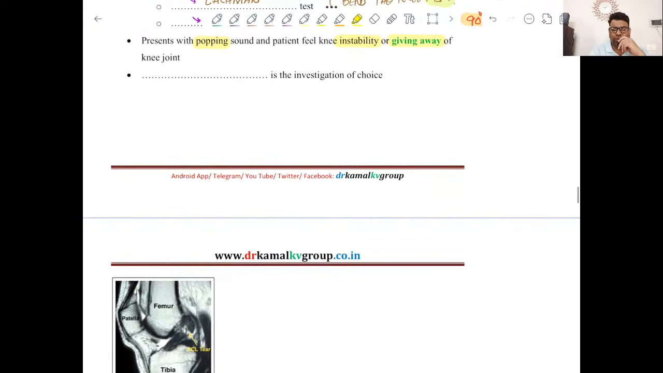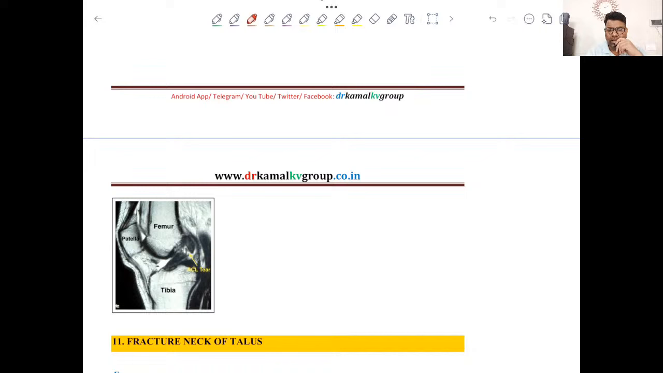Now since it is a soft tissue injury, we always have to go for MRI, right? In the MRI we can classically see a tear in the ACL. This is the attachment of the ACL over the tibia, and this is over the femur. So we can see a tear.